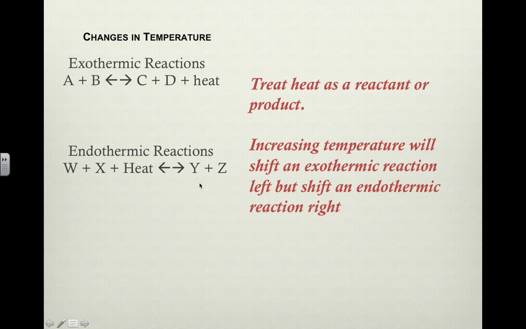Okay, changes in temperature. Well, think about exothermic reactions, heat. You write your heat term as a product. Endothermic, you write it as a reactant. So you're then going to treat heat as a reactant or as a product. So increasing the temperature in an exothermic reaction is adding more product. So that would shift it left towards the reactants. In an endothermic reaction, though, it would shift it right because we're going to use up that reactant known as heat.